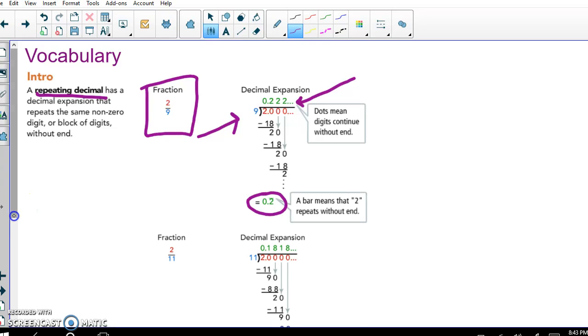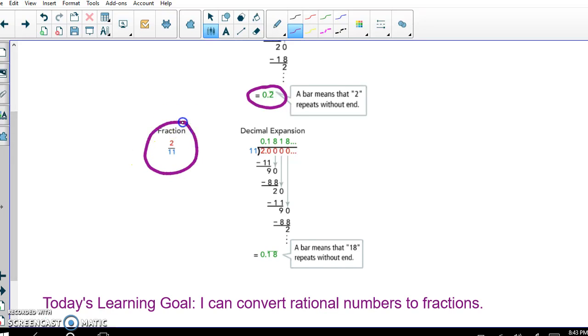If we look at a different fraction, such as 2/11, remember that 2/11 truly means 2 divided by 11. We can work that out long division style, and we begin to see a repeating pattern. 2/11 becomes 0.1818, and again the dot dot dot means that the 18 pattern goes on and on without end. More specifically, we write 0.18 with the bar over both digits, the 1 and the 8, meaning it repeats without end. Hopefully that's all review for you.